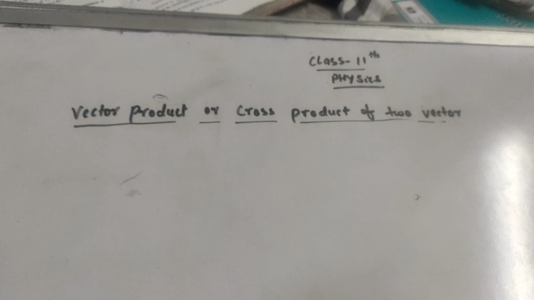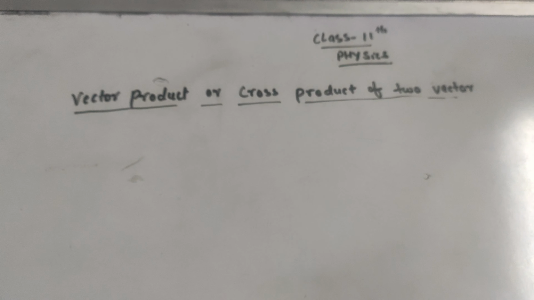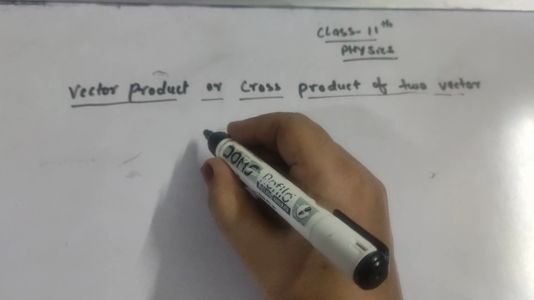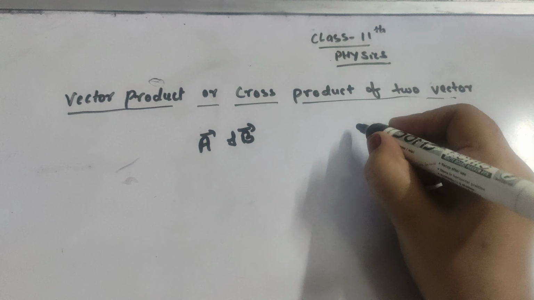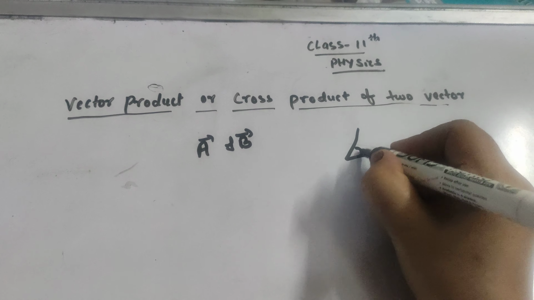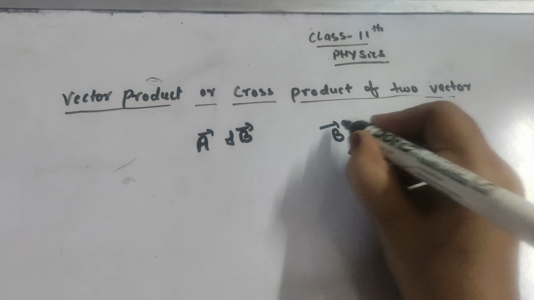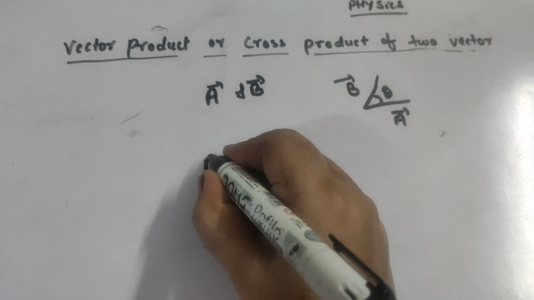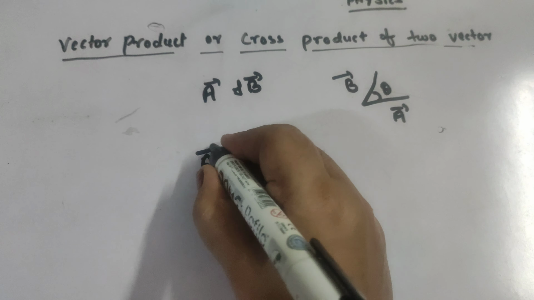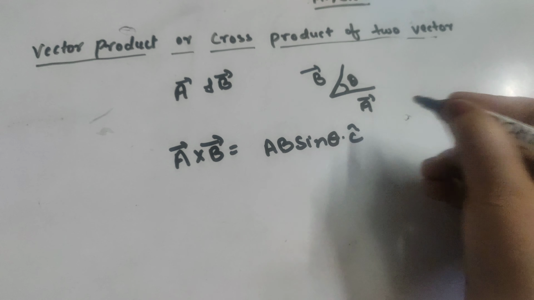Good morning, students. My today's topic is vector product or cross product of two vectors. Now the two vectors A and B, if they are inclined at some angle theta, then the vector product of these two vectors is represented by A vector cross B vector equal to AB sine theta C cap.